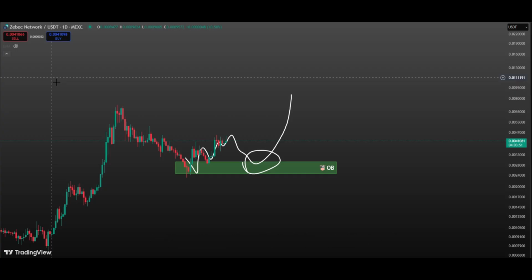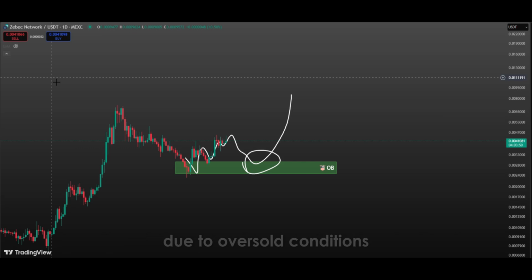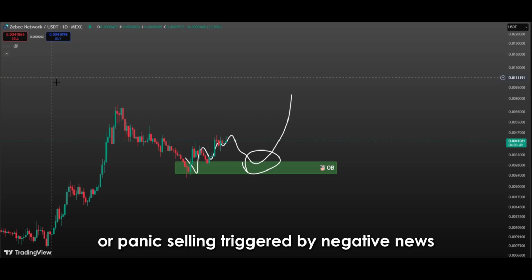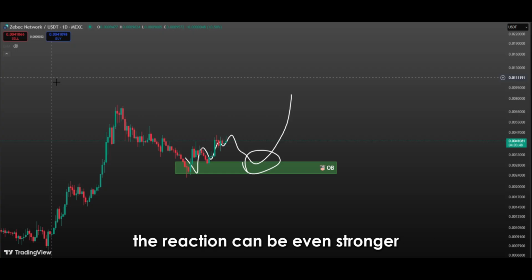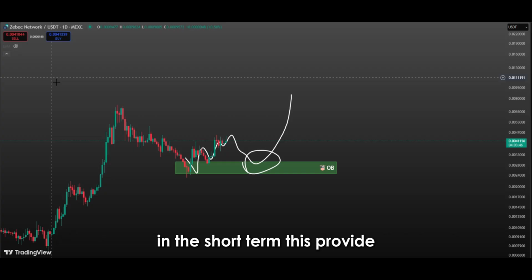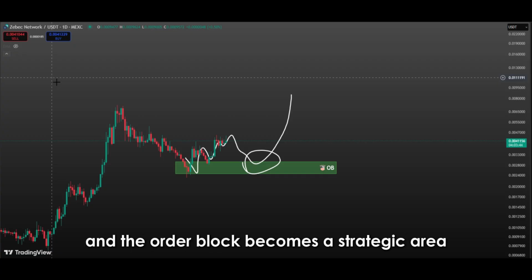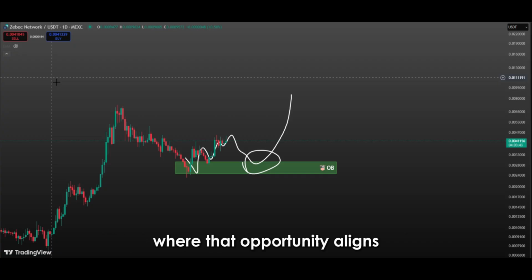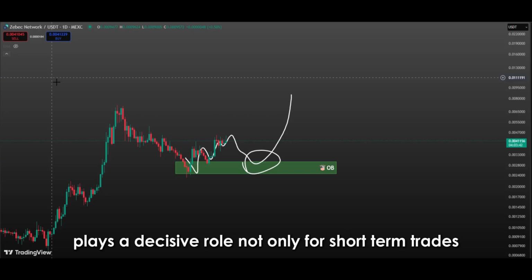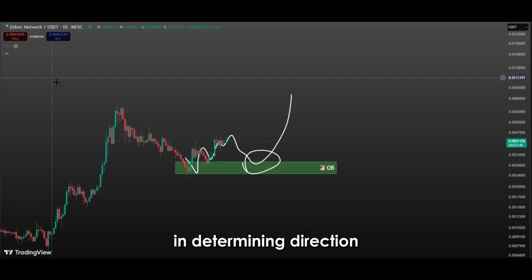Another important point is how the price approaches these bullish order blocks. If the price returns to this zone due to oversold conditions or panic selling triggered by negative news, the reaction can be even stronger. Oversold conditions often mean the price has dropped below its fair value in the short term. This provides a buying opportunity for smart investors, and the order block becomes a strategic area where that opportunity aligns. The behavior of price in this area plays a decisive role not only for short-term trades, but also for medium to long-term investors in determining direction.